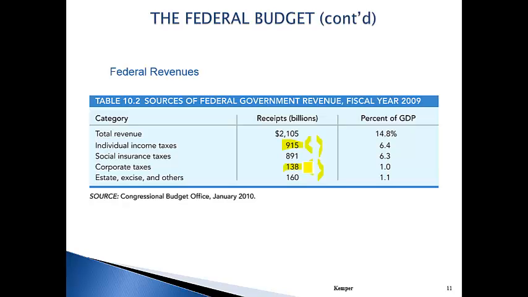Estate, excise, and other taxes, those are just taxes that you incur for various reasons, like selling a car, or for dying, you leave a lot of money to your relatives, friends, family. That's your estate tax. Excise tax, if you give a gift over $10,000 to someone, the person that you gave a gift to has to pay taxes on it.